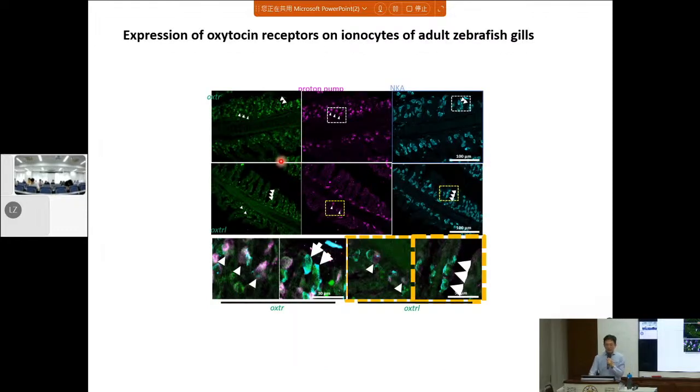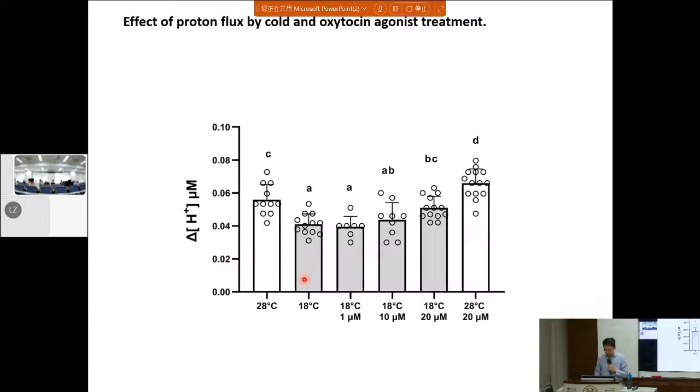Okay, so as I said, the oxytocin receptor is expressed in the gill, and specifically it is expressed in the ionocyte. So we then use electrophysiology again to monitor the cell function of the ionocyte. We try to measure the proton excretion function. We found that after cold treatment, the excretion of protons is significantly decreased, but rescued or increased after we apply the oxytocin agonist.